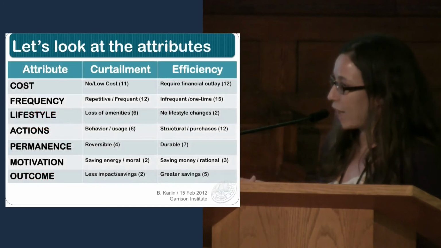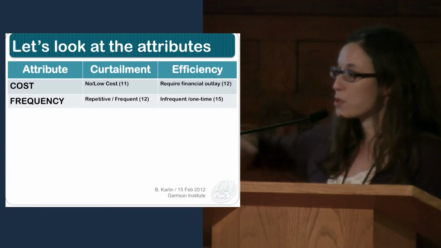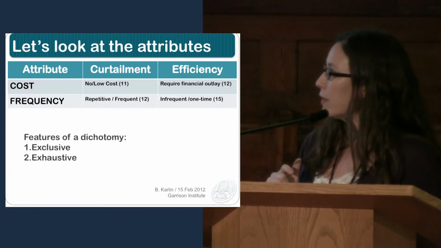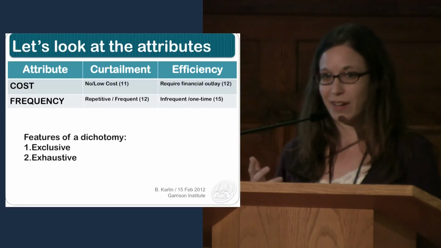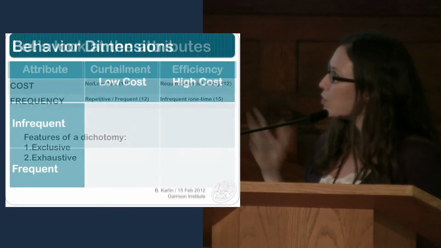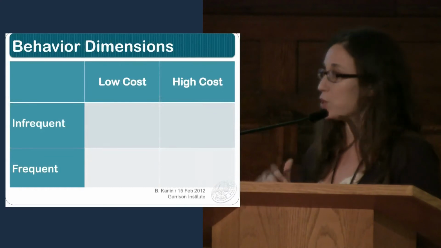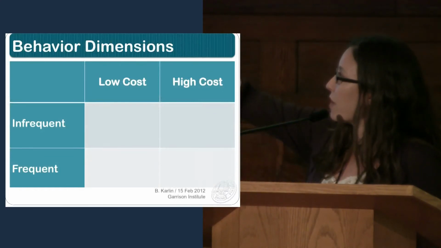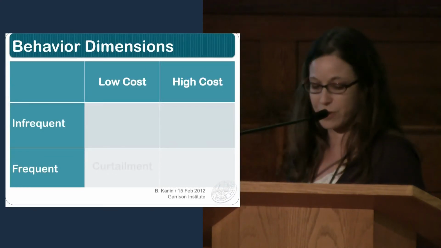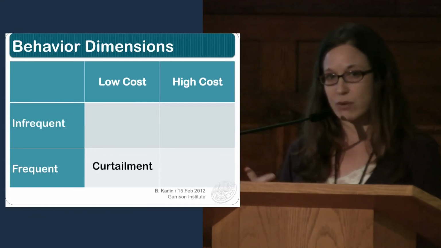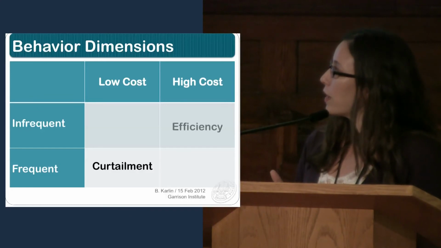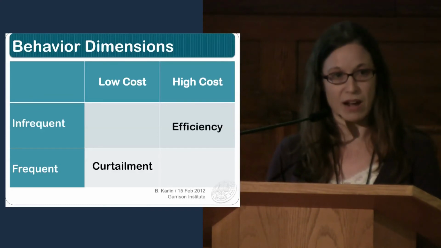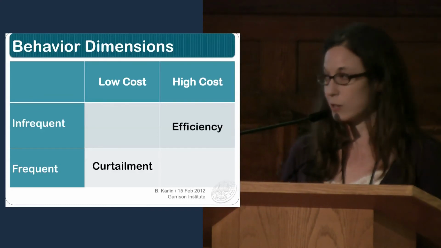So let's look at the 2 most frequently reported attributes and run them through our dichotomy test. The features of a dichotomy are exclusivity and exhaustivity. What we see is a 2x2 matrix between cost and frequency: low cost and high cost, infrequent and frequent. Curtailment behaviors are generally those defined as frequent and low cost, and efficiency as infrequent and high cost. But we have 2 missing cells here.